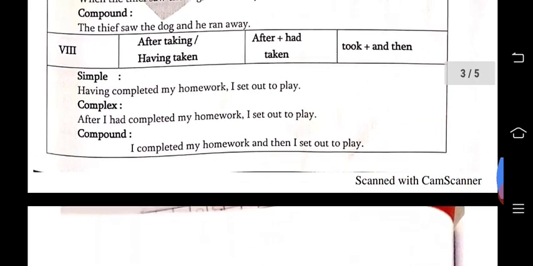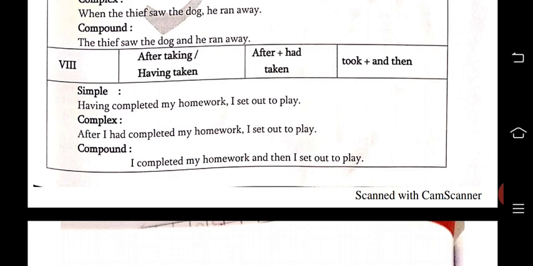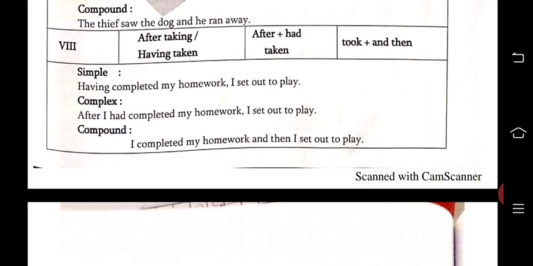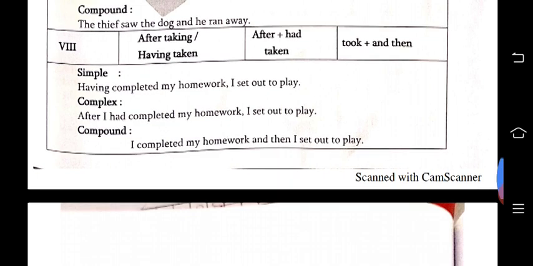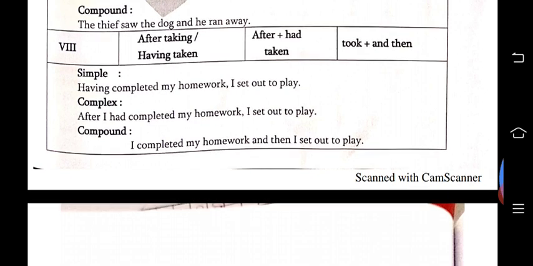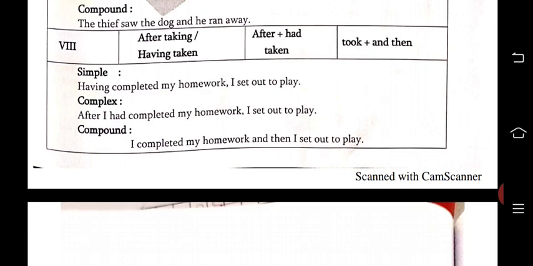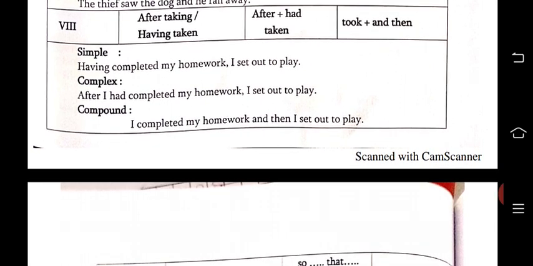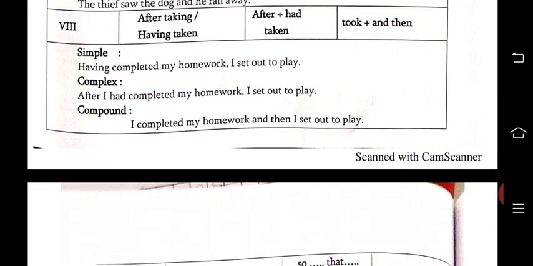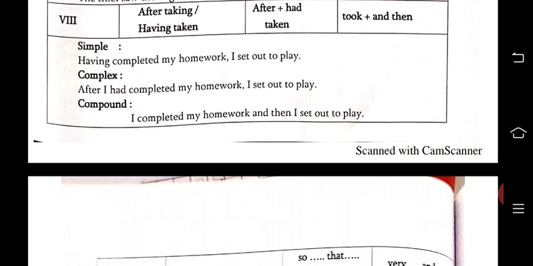And then what is this? After taking and having, I told you, comes under past action. So the thing is, for past action we use either after plus taking or having taken, that is either present participle or past participle. Present participle means ing, past means ed or en verb, that you know very well. Having completed my homework, I set out to play. And remember that when we write the complex sentences into past action, we should write had plus V3. After I had completed my homework, I set out to play.